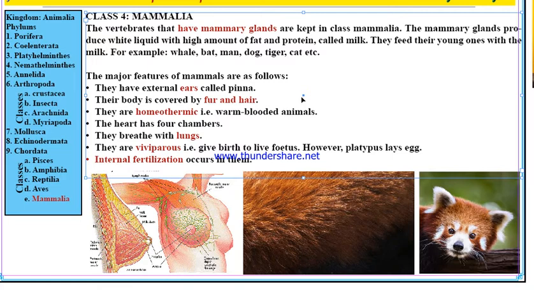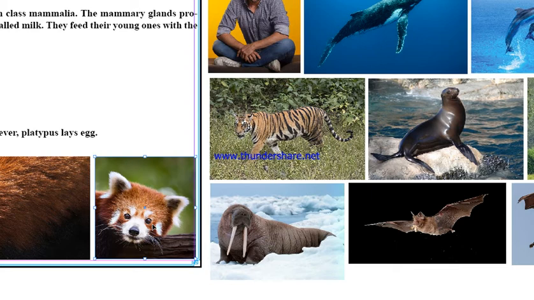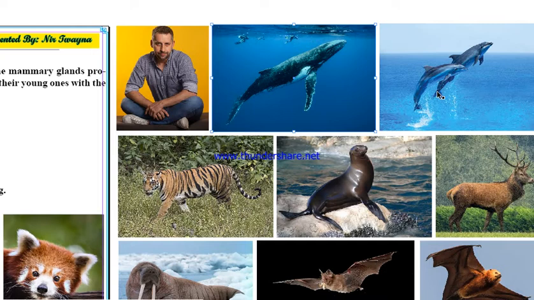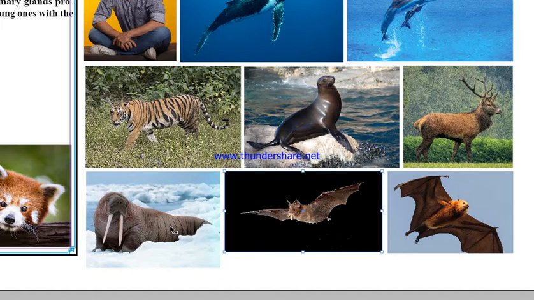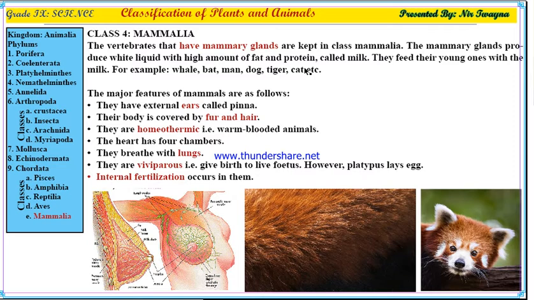Okay, some examples of Mammalia are, you can say this is raccoon, not raccoon, sorry, this is red panda. Here, man, whale, dolphins, tiger, seal, elk, and then this is flying fox, bat, and this is walrus. Again, there are many other examples as well, like cow, buffalo, goat, dog, cat, lion, deer, pig, they are also mammals. They all have mammary glands that produce milk to feed their young.